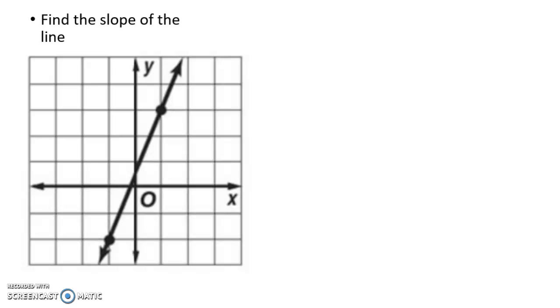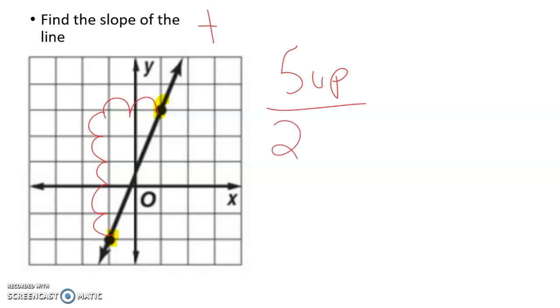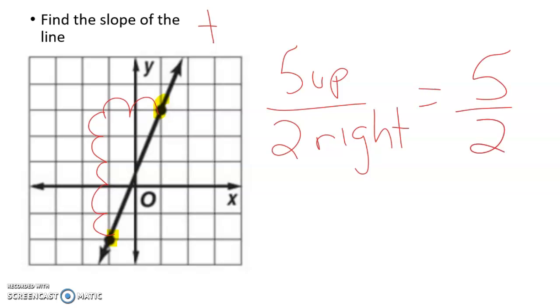The next one is find the slope of the line. I again notice that it is a positive slope. I look at my dots. I travel rise 1, 2, 3, 4, 5, 5 up. I then travel 2 to the right. Up is a positive word, right is a positive word, so that is 5/2 for your final answer.